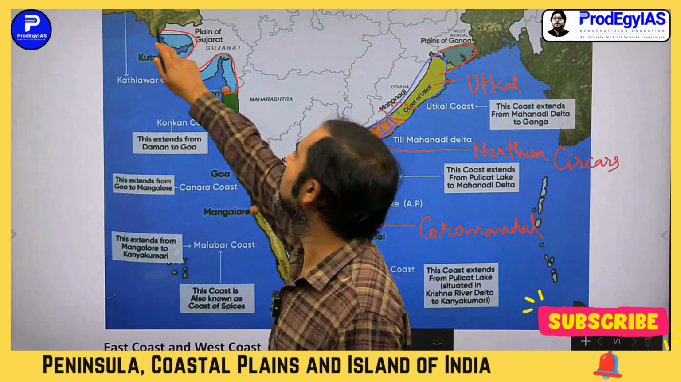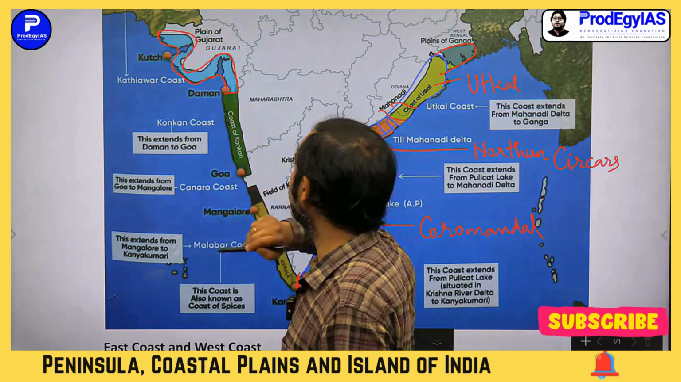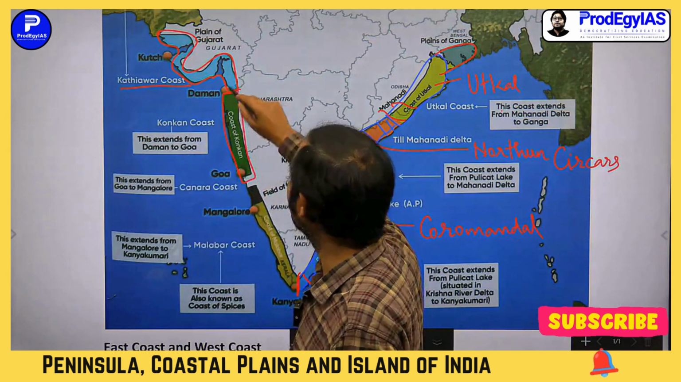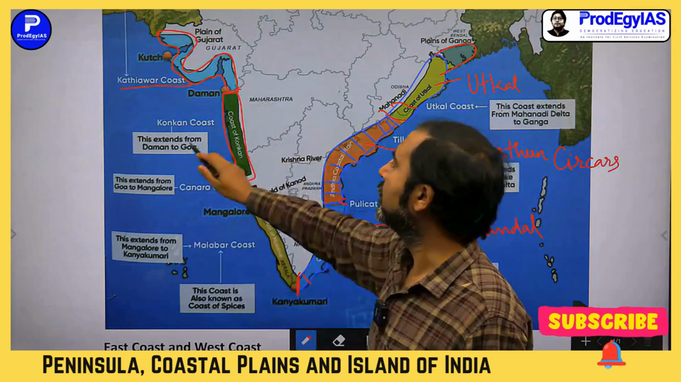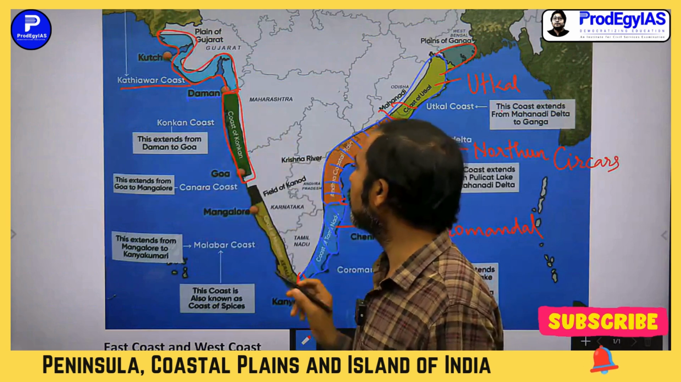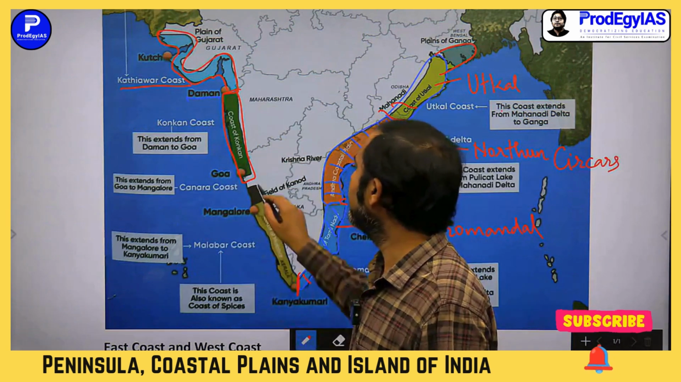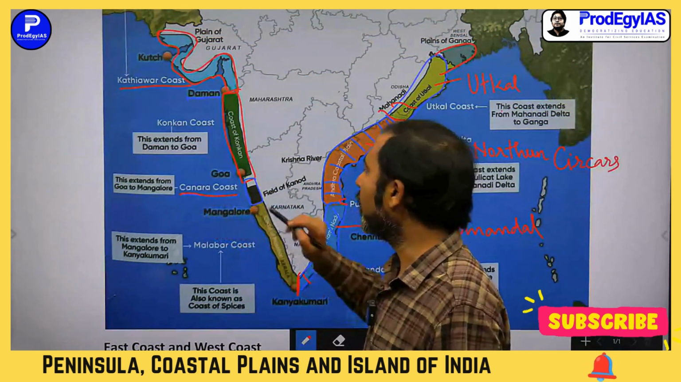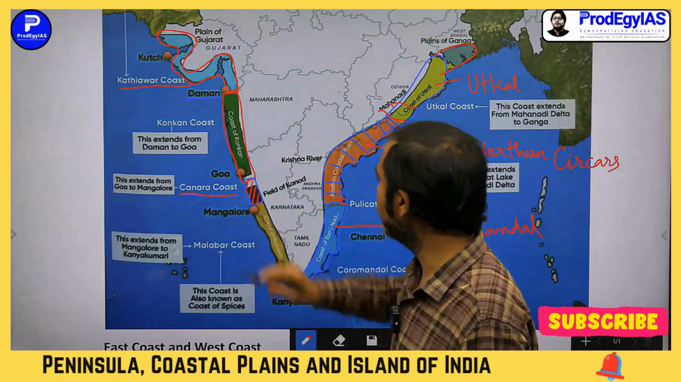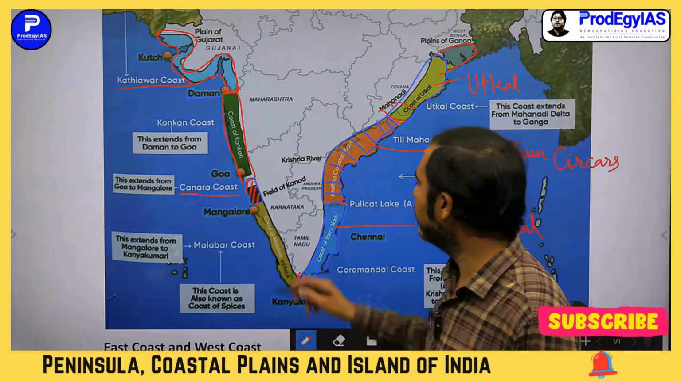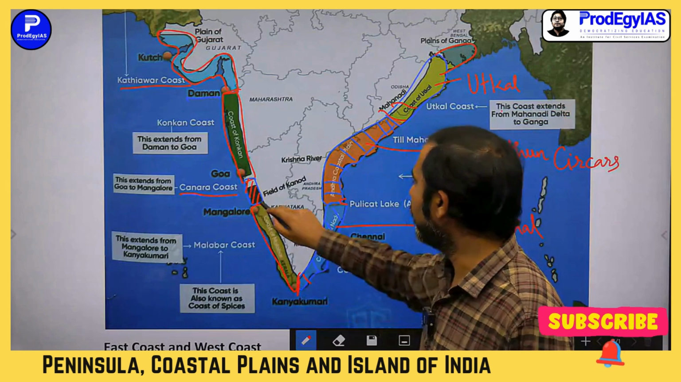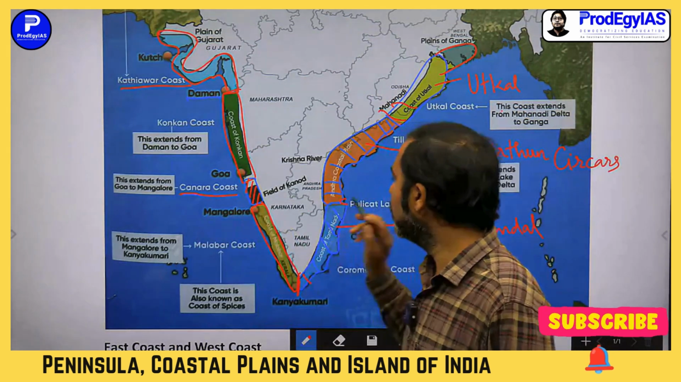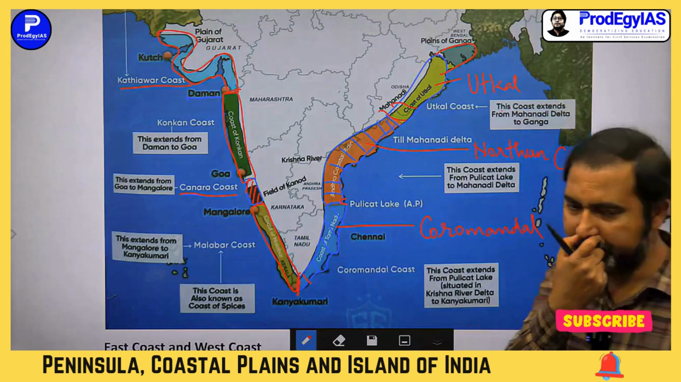This is your Kathiawar coast. This Gujarat coast is known as Kathiawar coast. Then this is the coast of Konkan, right from Daman up to Goa. Then this smaller coastal land is known as Kanara coast, which extends from Goa to Mangalore. Then this part is the coast of Malabar. Malabar coastal plain extends from Mangalore to Kanyakumari. So this is the division, right?